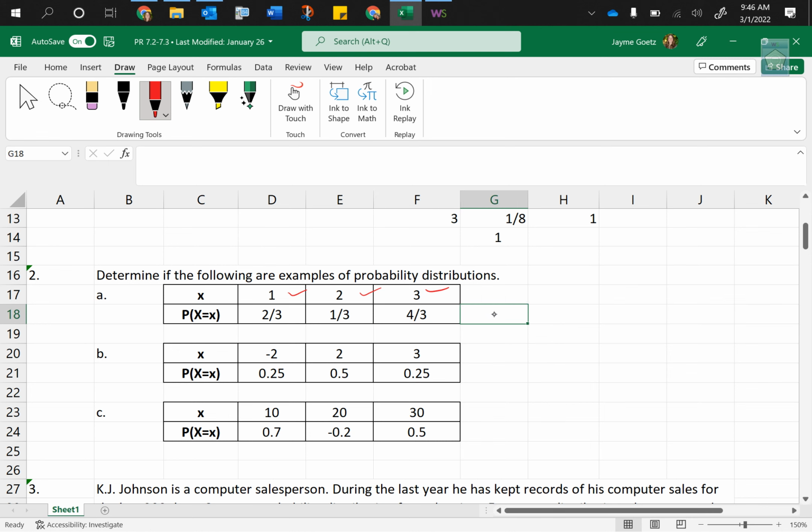So if we take 2/3 plus 1/3 plus 4/3, is that going to equal 1? No. So right away, this cannot be a probability distribution, and my explanation would be that 2/3 plus 1/3 plus 4/3 is greater than 1. That can't happen. Okay? This is not a probability distribution.